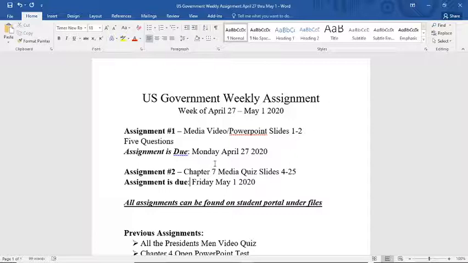And look at the true-false, and remember, if any part of a true-false statement is false, it makes the entire statement false. So just keep that in mind when you're looking at them. Okay? All of these assignments can be found on your student portal under Files.